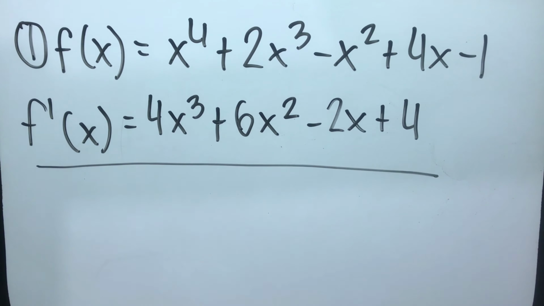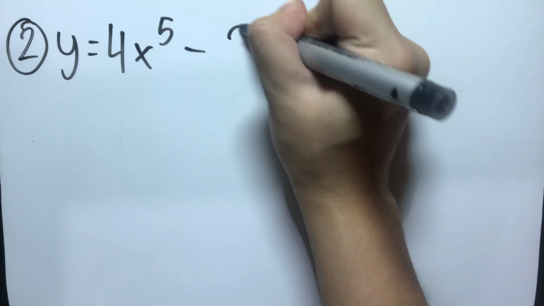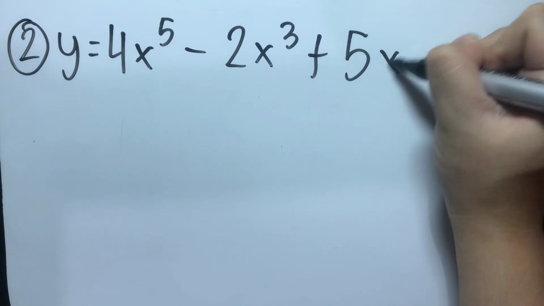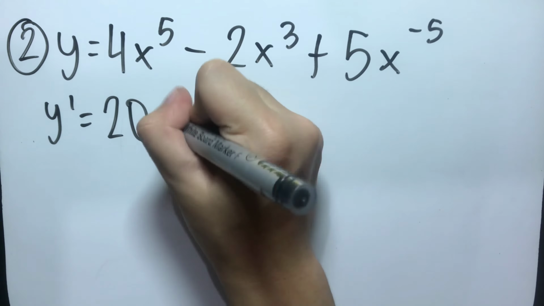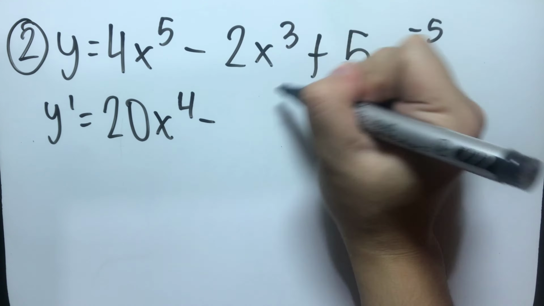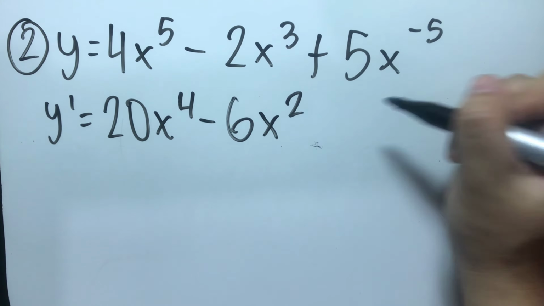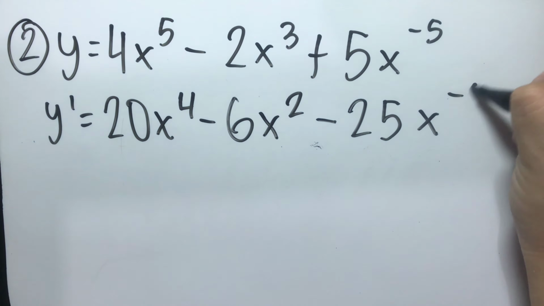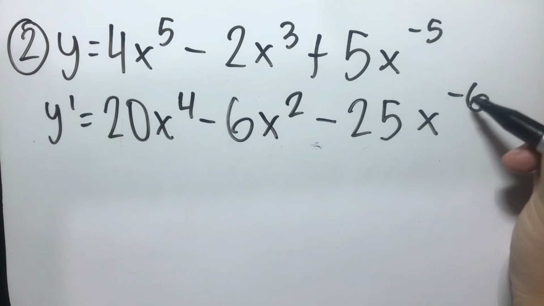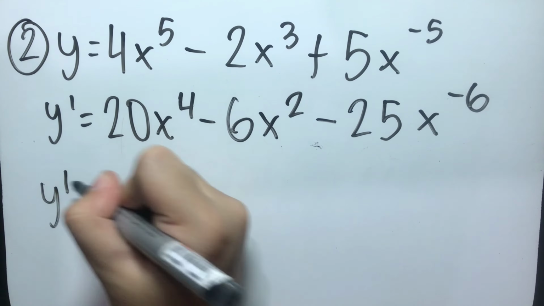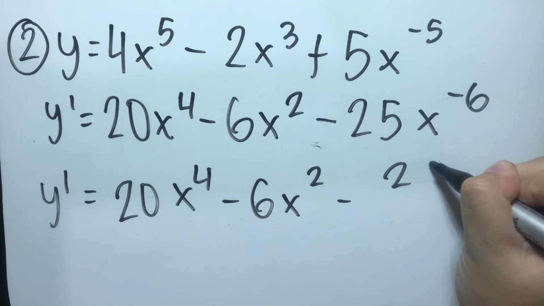So for number 2, y is equal to 4x raised to 5 minus 2x cubed plus 5x raised to negative 5. So y prime is equal to the derivative of the first term, 20x raised to 4, minus the derivative of the second, 6x squared, and the derivative of the last is negative 25x raised to negative 6. Rewriting it with a positive exponent, since there is a negative exponent, the answer would be y prime is equal to 20x raised to 4 minus 6x squared minus 25 over x raised to 6.